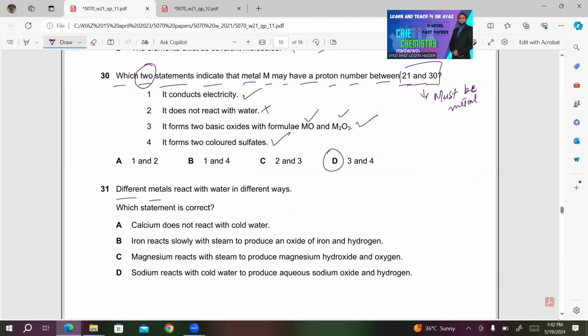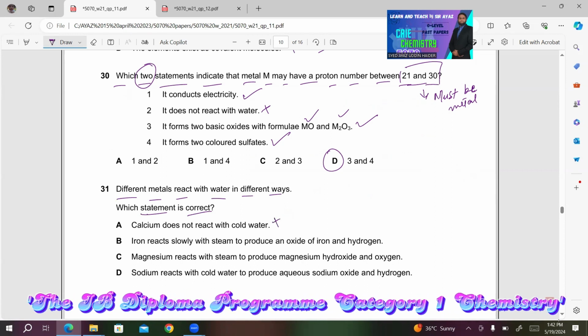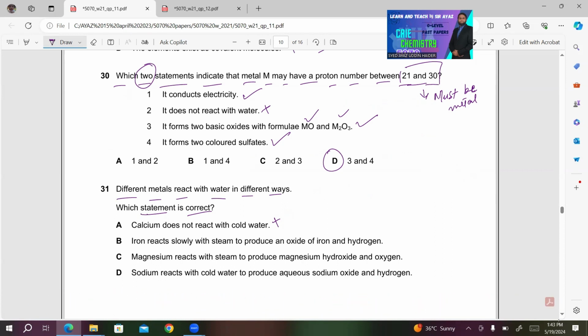Number 31, different metals react with water in different ways. Which statement is correct? A. Calcium does not react with cold water. This is incorrect. Calcium is among the highly reactive metals. It will react with cold water. B. Iron reacts slowly with steam to produce an oxide of iron and hydrogen. This is correct because this is rusting.